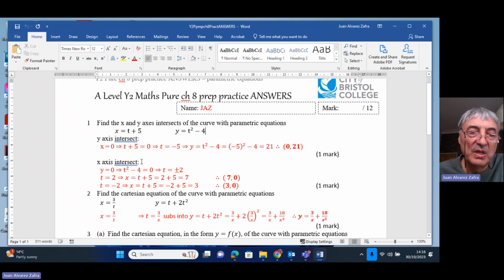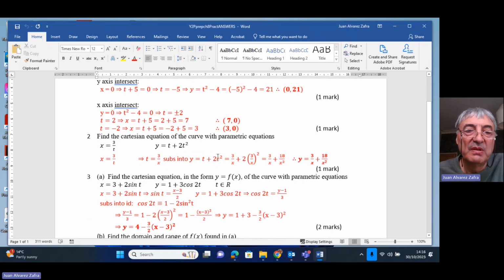Likewise, if we want to know where the curve crosses the x-axis, we put y equal to 0, which gives us t is 2 or minus 2 from the y equation. Putting each of the values t is 2 and t is minus 2 into the x equation, we get that actually it crosses the x-axis at two places, (7, 0) and (3, 0). Okay, so it's very much the same kind of thing we've done with Cartesian equations, except that we're doing our work via the parametric value of t.